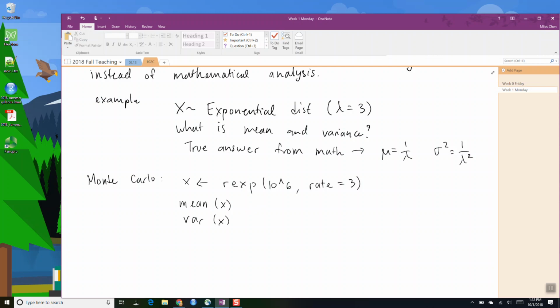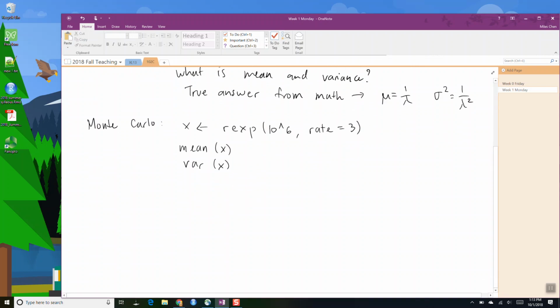And so this concept of being able to generate random values from some probability distribution is very, very important to Monte Carlo methods. We need to be able to generate values from a distribution. This was easy because R has the exponential distribution random generator function built in. Okay, that's easy for us. But what if you have a different probability distribution? We need to have a way to generate values from a probability distribution.